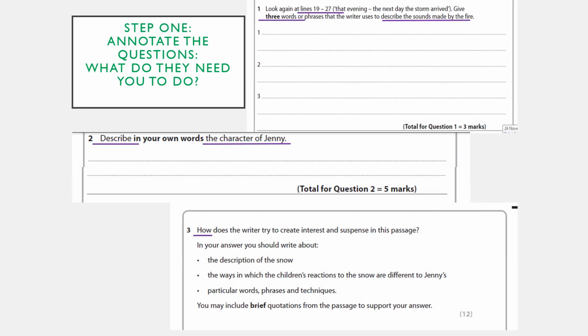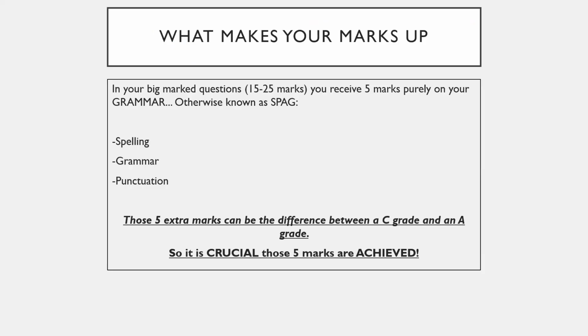And in question 3, it says how. This is really important. Command word, how. And to create interest and suspense. These are 2 really important words that you should take into consideration when answering your question.